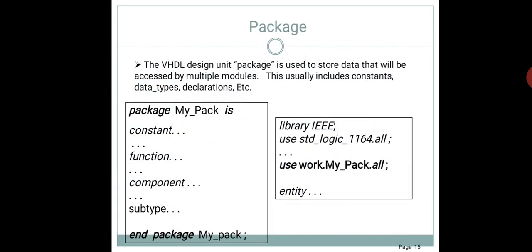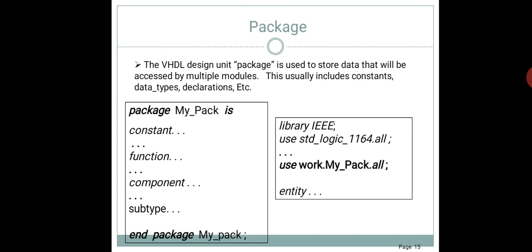Then the next design entity, that is a package. The VHDL design unit package is used to store data that will be accessed by multiple modules. This usually includes constants, data type declarations, etc. A package is written with the help of the keyword package, followed by the name of the package, which is a user defined name. Here we have given the name my_pack.